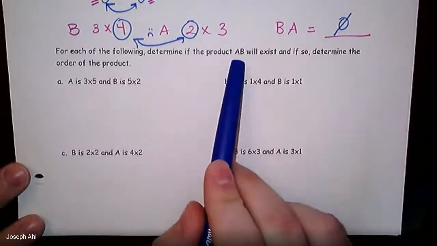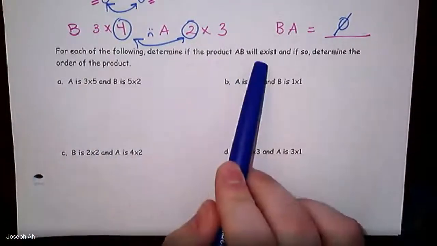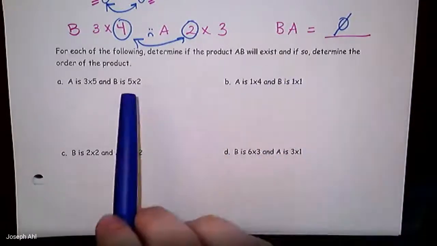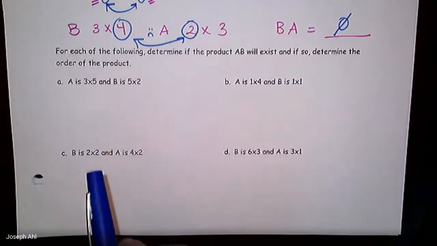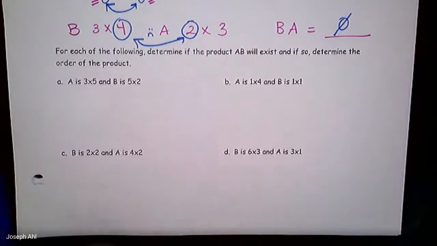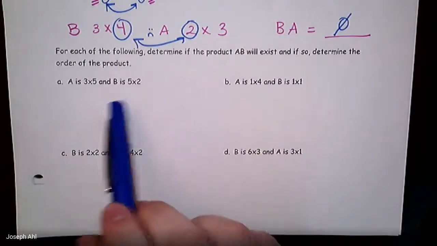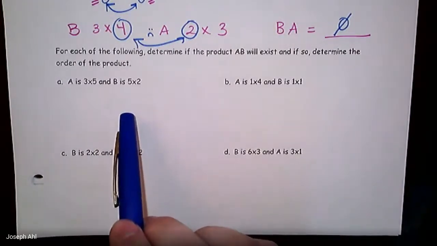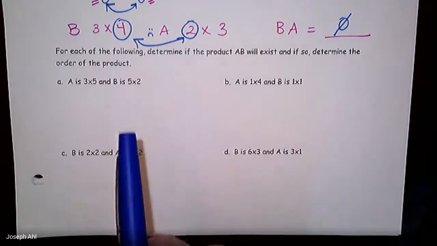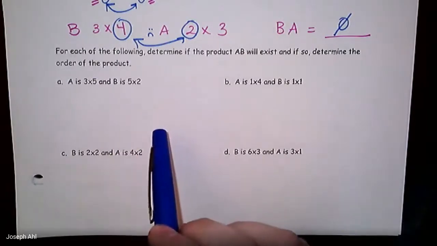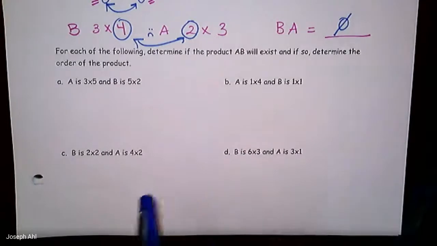So if I tell you A is this and B is this, determine if the product AB will exist. And if so, determine the order of the product. What I would do is actually, if I were you, hit pause right now. This is a quick section just to see if you can check, can I do AB? And then what would the size of it be? Hit pause. I'm going to go through it actually pretty quickly. And then you can see if you got these correct.